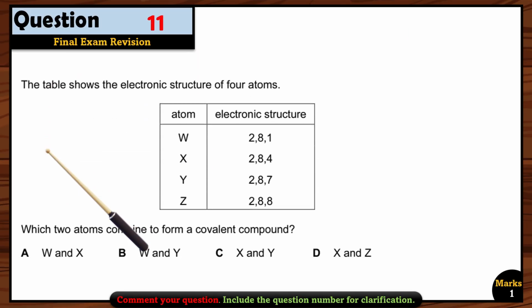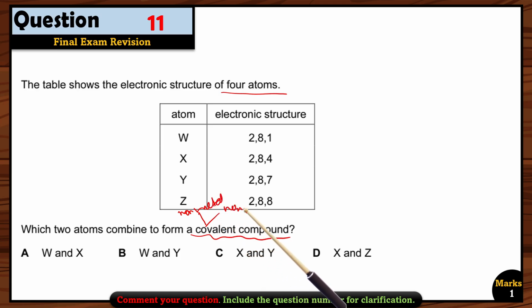Let's see another question. The table shows the electronic structure of 4 atoms. If you can see over here, the electronic structure is already given. Which 2 atoms combine to form a covalent compound? So again, this question is asking about the bonding in the covalent compound. So remember that covalent compounds are always made by non-metal and non-metal. Okay, even if the students know that they are made by non-metal and non-metal, then how will they decide which one is a non-metal?